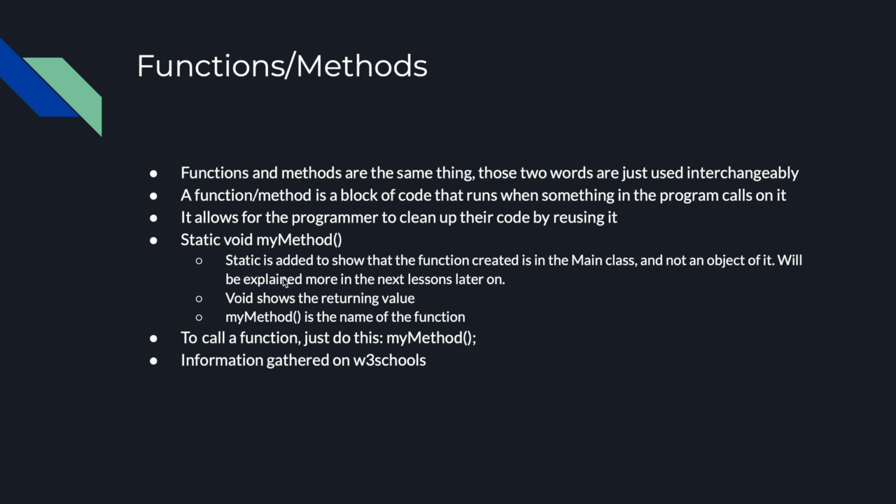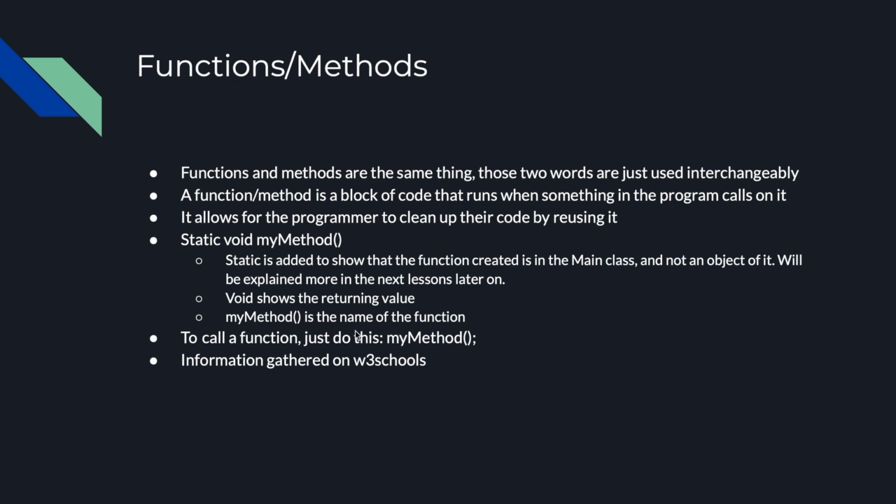Next is the void. This is where you'll show the returning value. Right now, since it says void in our function, we won't return anything. But let's say we wanted to return an integer, then we'll say static int and then my method. If you want to return a string, then you do static string my method and so on. My method is the name of the function that we're creating. You can name it anything you want. It's just the function name that you'll be using, so make it something memorable and relevant to your code.